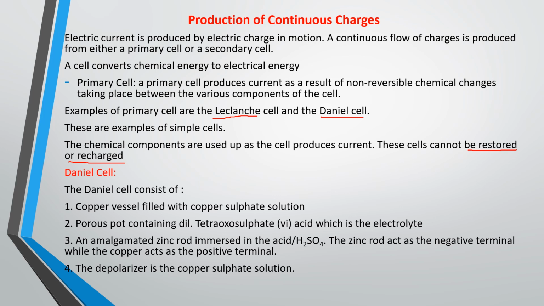So a Daniell cell consists of these components: one, a copper vessel filled with copper sulfate solution. It also consists of a porous pot containing dilute tetraoxosulfate(VI) acid. This is the electrolyte. Okay, the H2SO4, dilute tetraoxosulfate(VI) acid, is the electrolyte for the Daniell cell. Then we have an amalgamated zinc rod immersed in the acid.